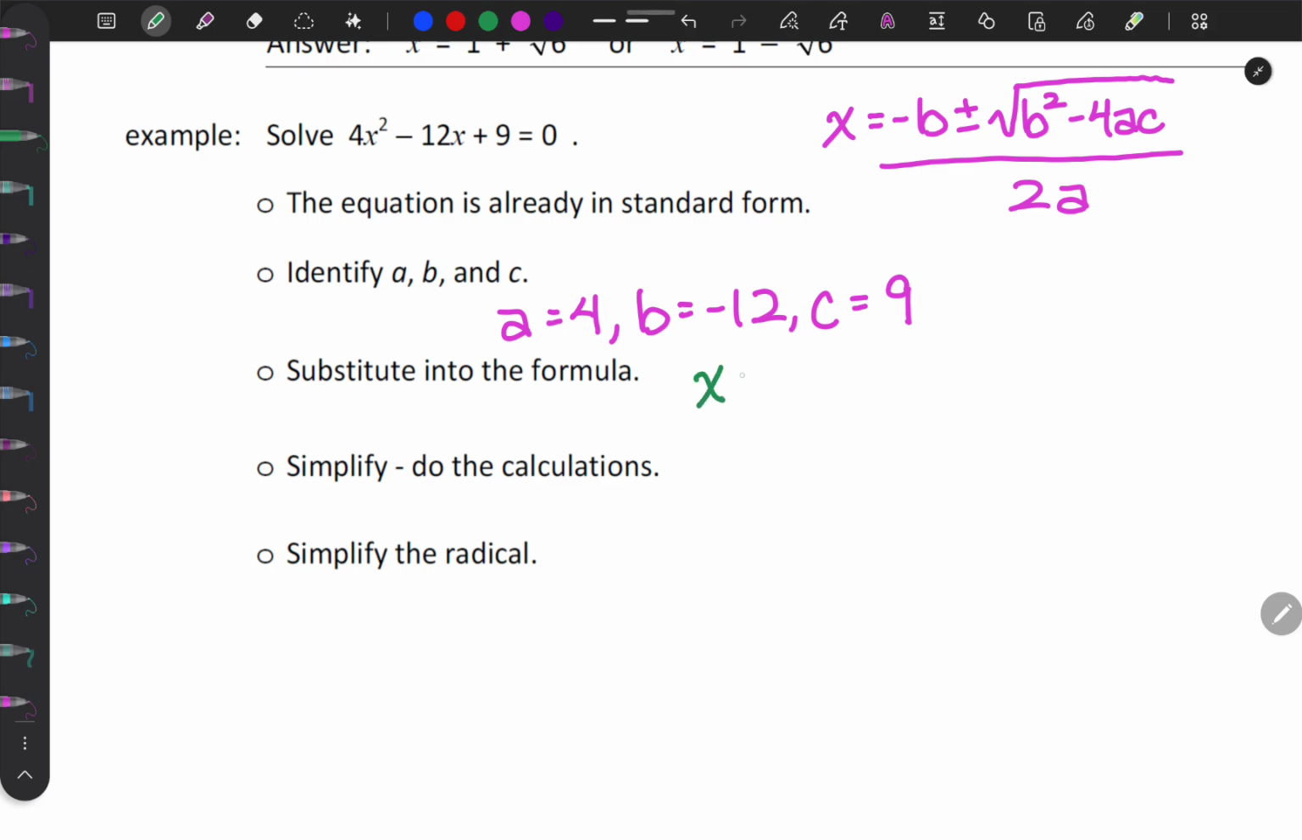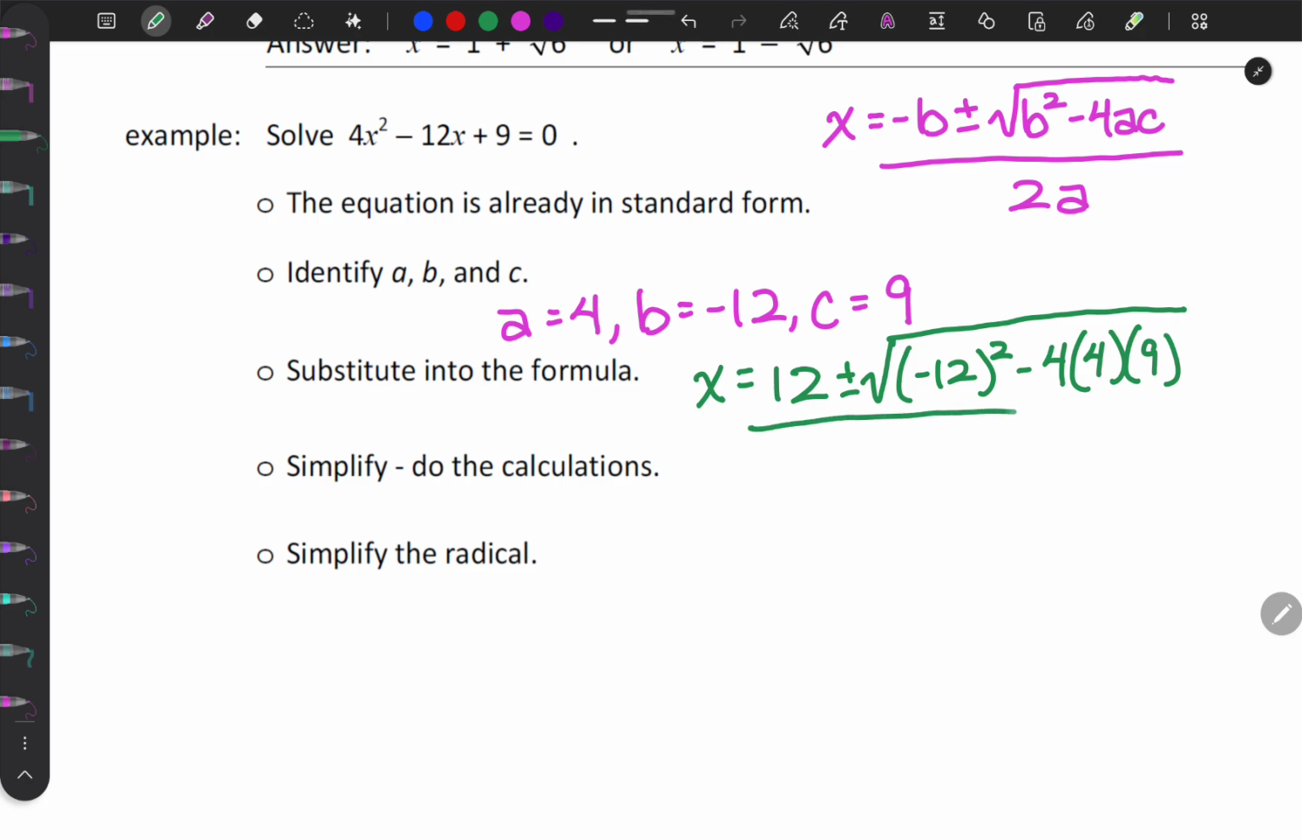Substituting in, we get x equals, instead of negative b, we have negative times negative 12, or positive 12, plus or minus the square root of negative 12 squared minus 4 times 9. Notice how the negative 12 is in brackets. When we square it, that will become positive. In our denominator, we have 2 times 4. It is possible to try and enter this in your calculator in one step, picking a plus sign or a minus sign.